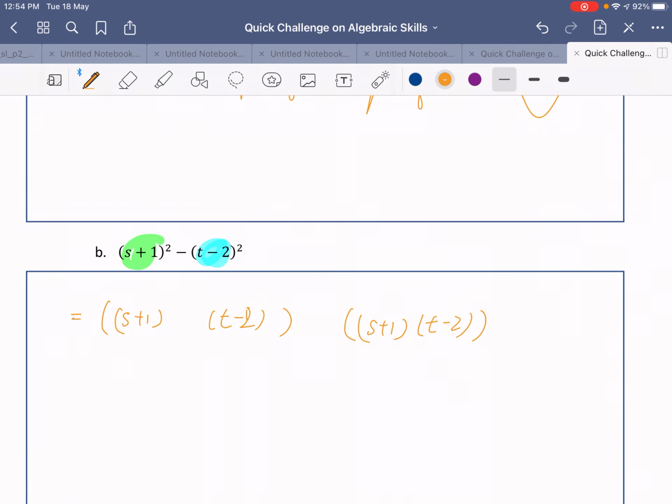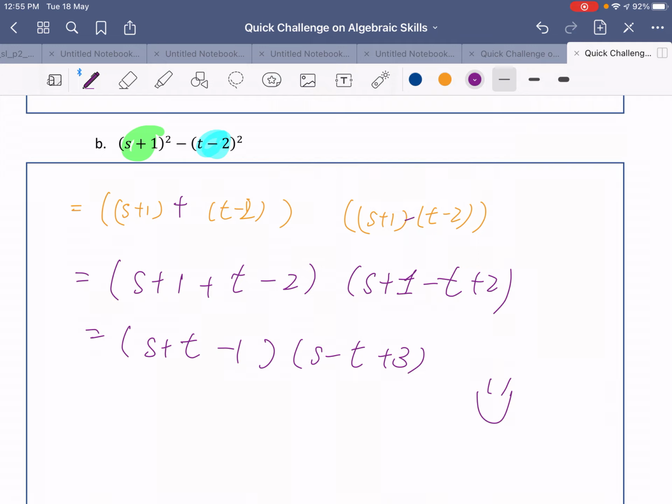Alright, and then if it's some numbers, we can fix it. Minus 1, and then the other one, S minus T plus 3. And this is fully factorized and simplified. I hope you like this one, and we have a few more challenging quick challenges coming up.